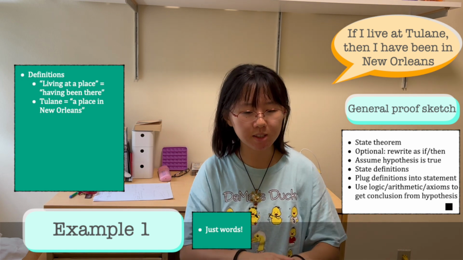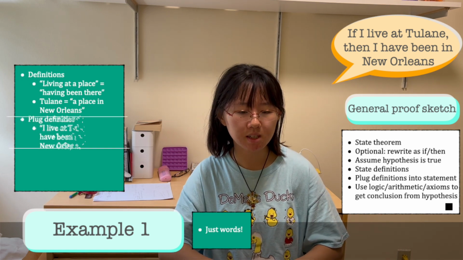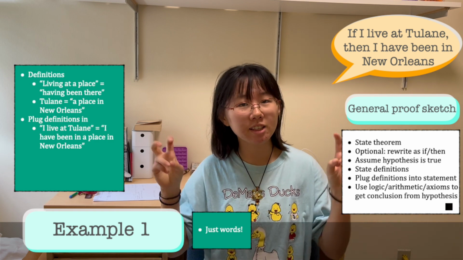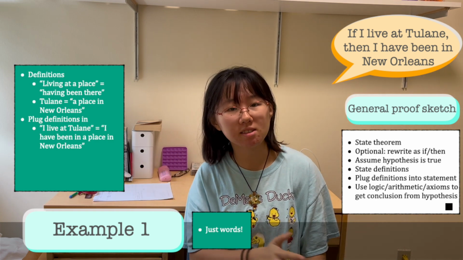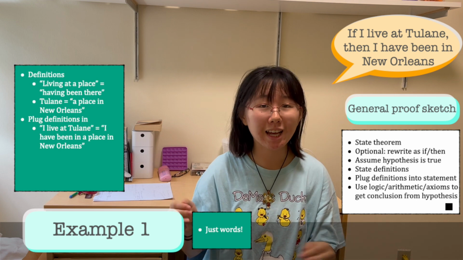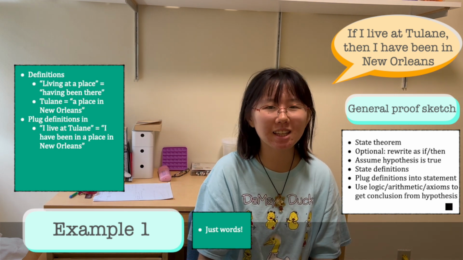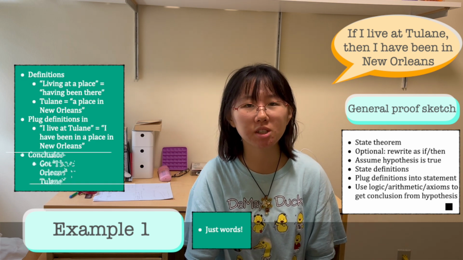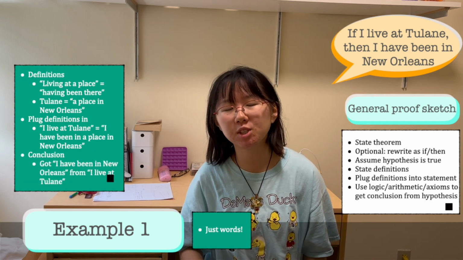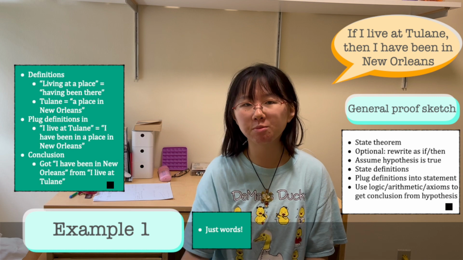Now let's plug all our definitions into our statement. So I say, I live at Tulane, which is our hypothesis, is equivalent to saying, I have been at a place that is in New Orleans. And if we look at that, that's obviously equivalent to our conclusion. So using just our assumption that the hypothesis was true, we've proven the conclusion. It's really important that when you're doing direct proofs that you don't assume that the conclusion is true and use it in your proof. We're really trying to build our conclusion out of our hypothesis.